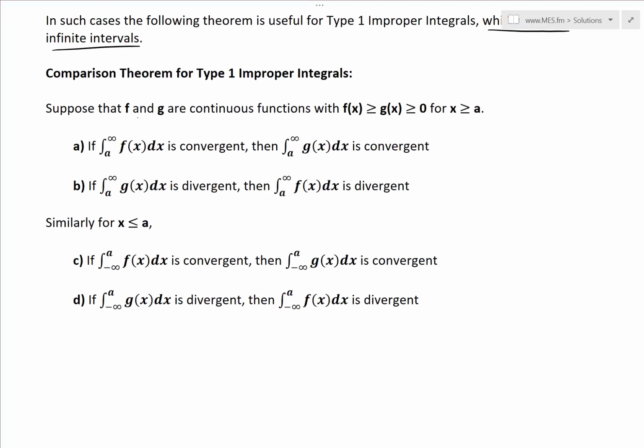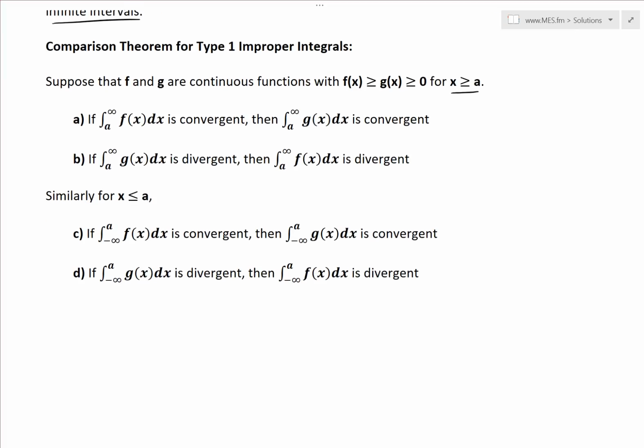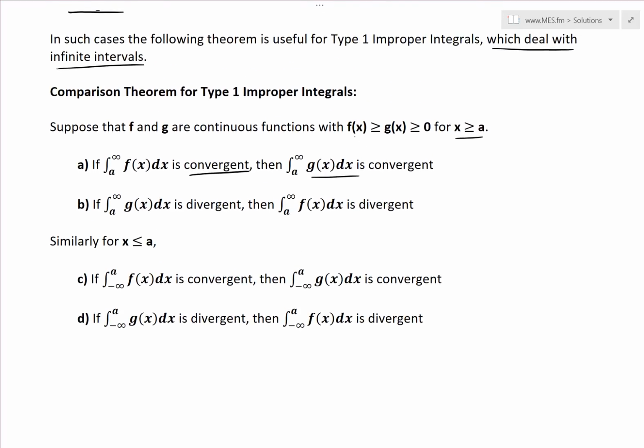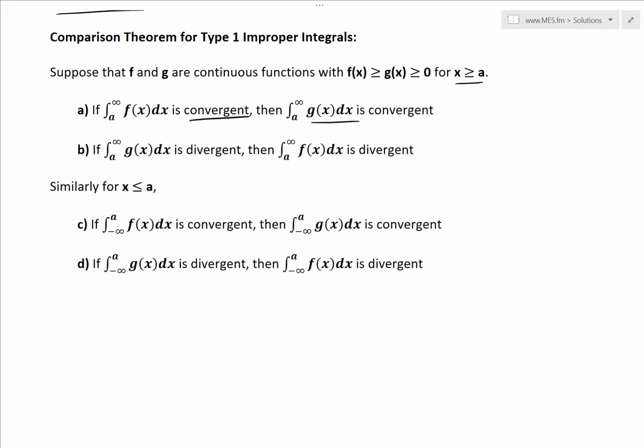Suppose that the functions f and g are both continuous functions, where f of x is always greater than g of x, and they're both greater than or equal to 0 on the interval where x is greater than or equal to a. So if the integral from a to infinity of f of x dx is convergent, then so is the integral from a to infinity of g of x dx. So this is also convergent. That's the theorem, and again, that's because f of x is always greater than g of x. So if it converges, this also converges.